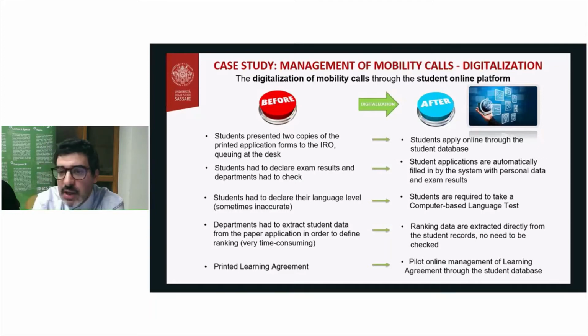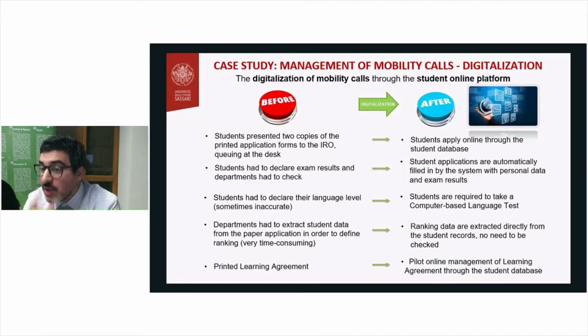Now, also students, due to a national legislation which made it impossible for public institutions to request the certifications, which was a bit of a pain, students had to declare their language level. So it was a self-certification, but as you can imagine, language proficiency is something that decays over time, and so the inaccuracy between the actual language proficiency and the declared language proficiency sometimes was very wide.